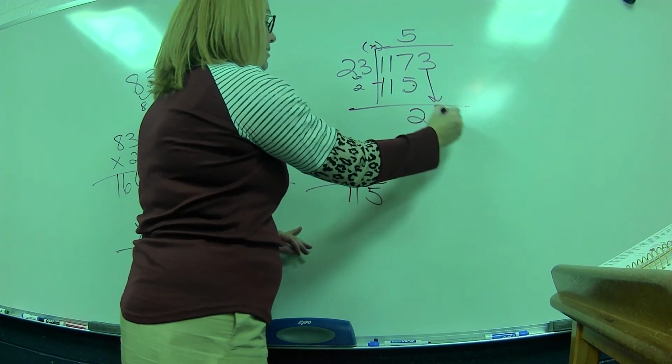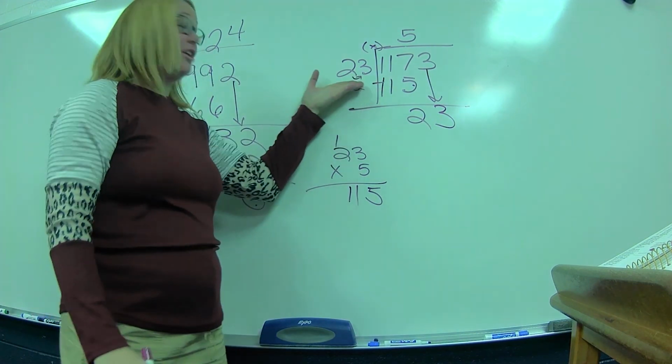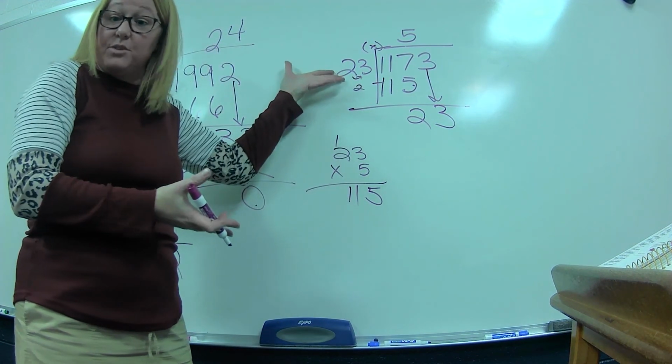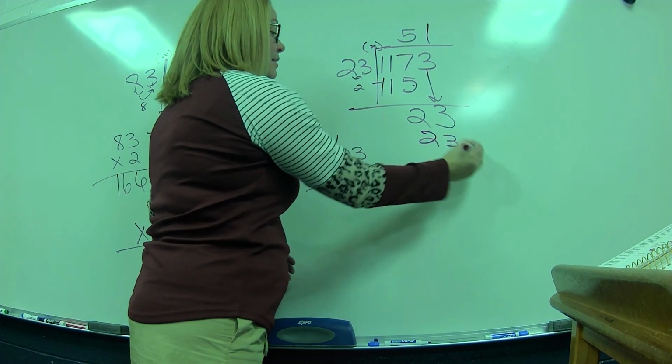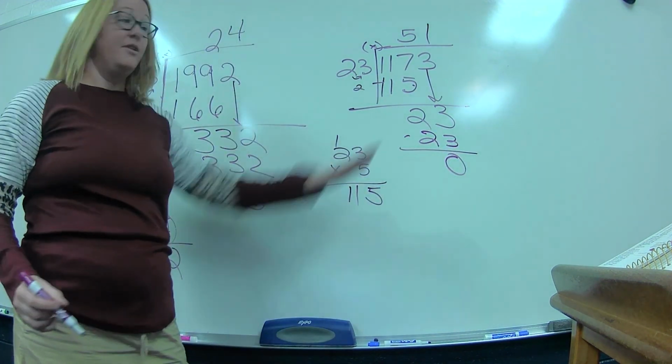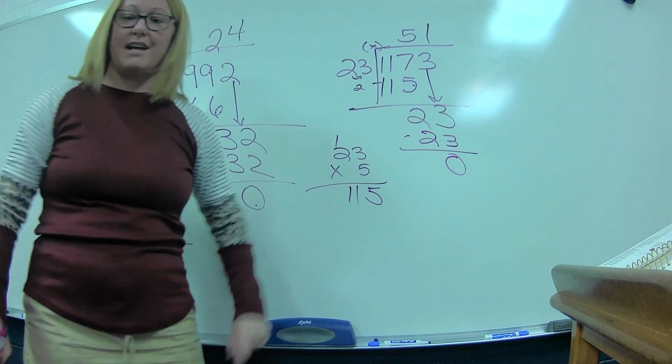Bring down a 3. Well, I know 2 goes into 2 one time, but I also should know that 23 times 1 is going to be 23, and that's what I need. So 1 gives me 0. So a dividend, a divisor, a quotient. All right, you got this.